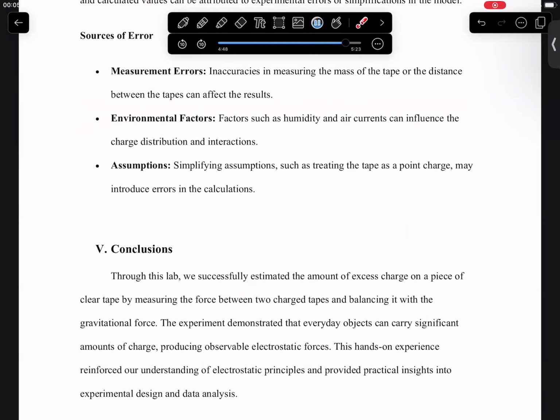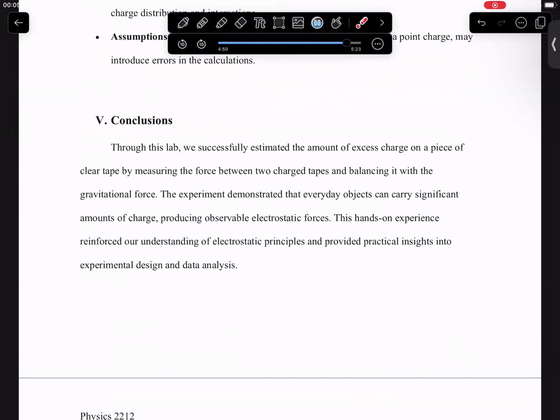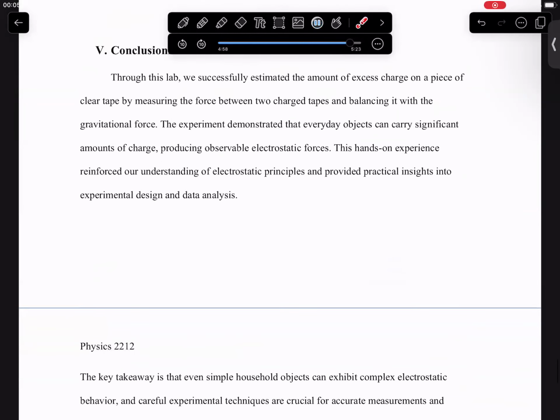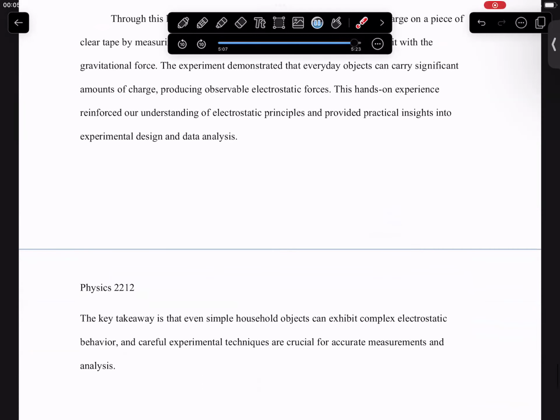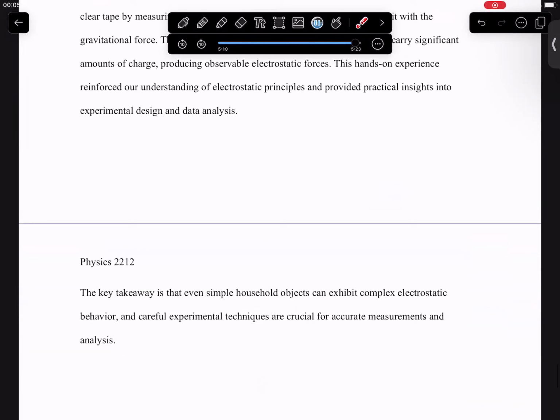This experiment demonstrated that everyday objects can carry a significant amount of charge, producing electrostatic force. This experiment reinforced our understanding of electrostatic principles and provided particular insight into the design and the data analysis. The key takeaway is that even simple household objects can exhibit complex electrostatic behavior, and careful experimental techniques were crucial for accurate measurement.